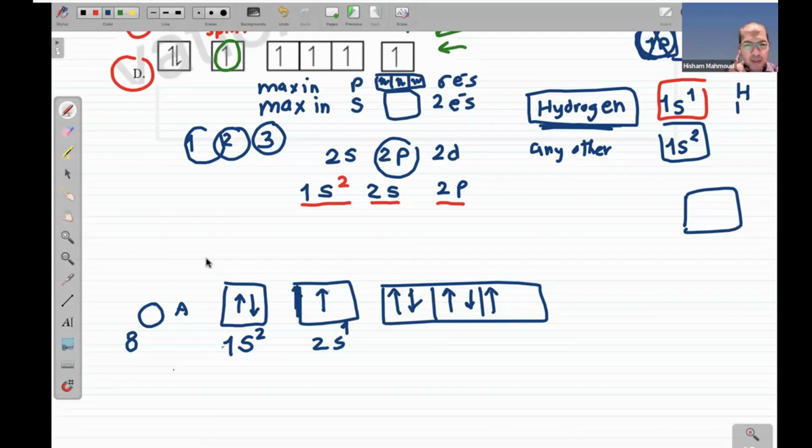I cannot go to the 2p and start putting electrons in p unless I have finished the 2s. The same way, I cannot go to the 2s before finishing the 1s2. So I don't put electrons here unless I have already finished the 2s. This is not allowed, this is not on the rule. Don't start putting electrons like that unless you have finished the 2s orbital first. This is totally wrong. Mister, I'm putting the electrons correctly, I've paired them correctly in the 2p. No, but you didn't finish the 2s first. So this is 1, 2, 3, 4, 5, 6, 7, 8 electrons, but we forgot to put the 2s first. That's why it's wrong.